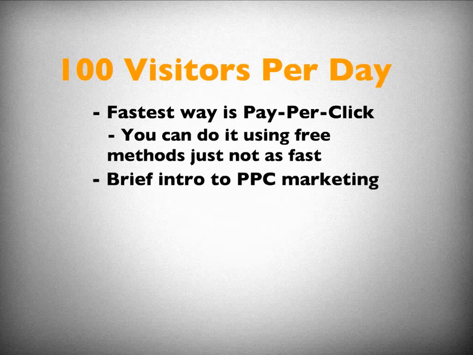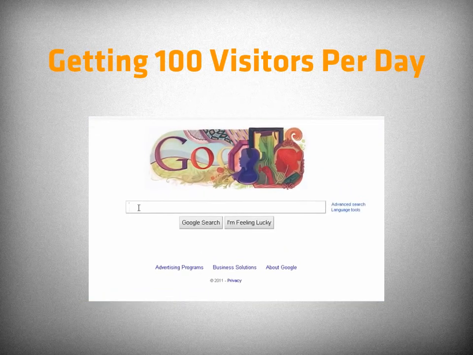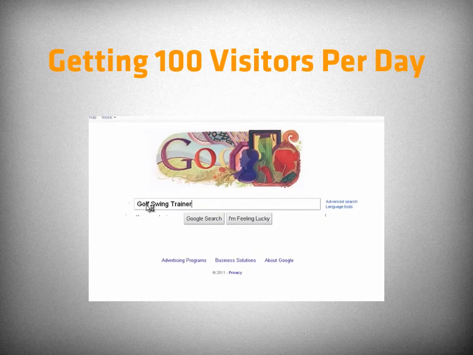So let's just go through and give you a brief intro to paid search or pay-per-click marketing. We're going to take a look at Google and how it works. Now that I'm over here in Google, I'm going to come to the search box and do a search for golf swing trainer. Okay, and I'm going to hit enter.